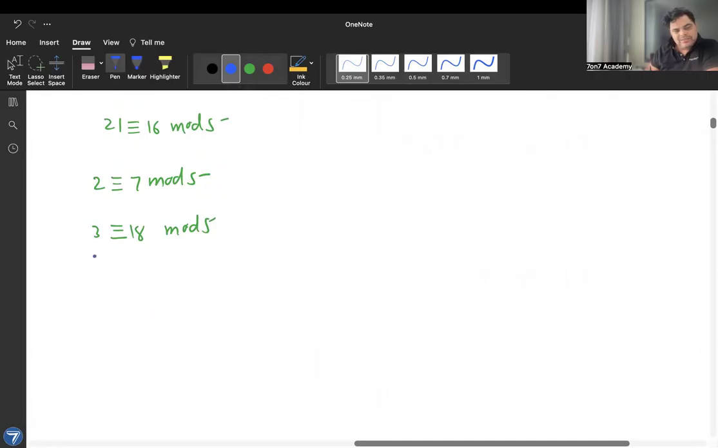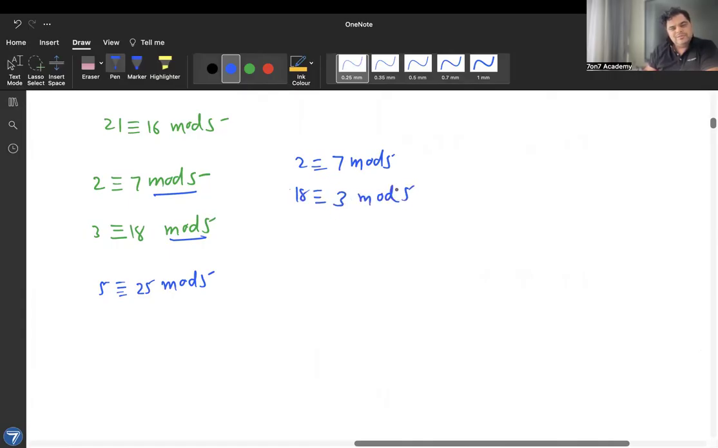Dhruv, can I add these two? You can, but if you add, what will you get? 5 congruent to 25 mod 5. Is it correct? So if this is the same, you can add. You can write 2 congruent to 7 mod 5, and you can write 18 congruent to 3 mod 5. You can flip these two and then add, and that will also work. Agree?